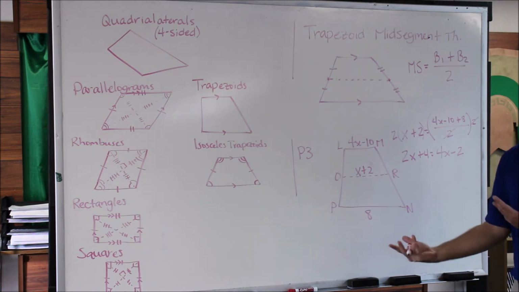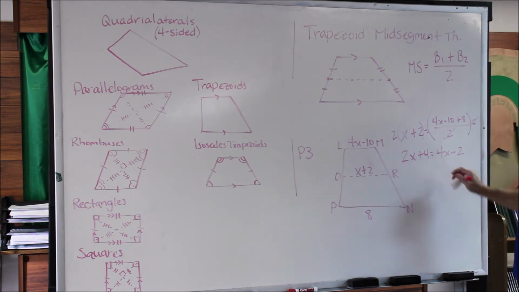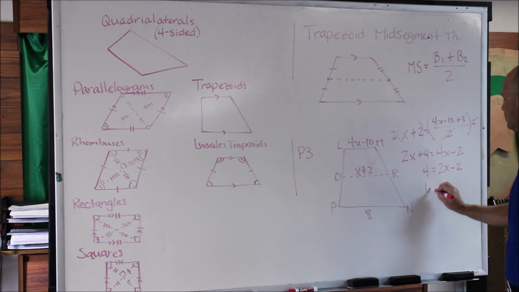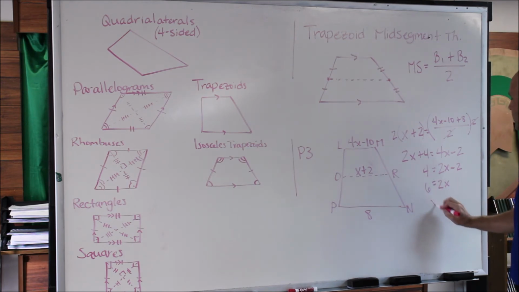Now it's just simply finding x. Move the 2x over because that's the smaller coefficient. So 4 is equal to 2x minus 2. Add 2, so 6 is equal to 2x, and so x is equal to 3.